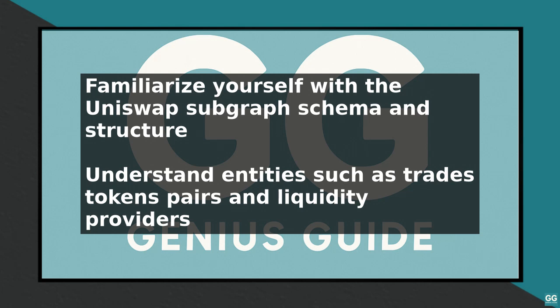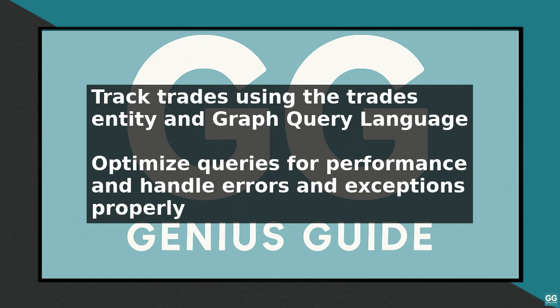Best practices for tracking trades in Uniswap Subgraph include using meaningful query names and descriptions, handling errors and exceptions properly, and optimizing queries for performance and scalability. Additionally, be aware of the limitations and potential biases of the data, such as the impact of front-running or wash trading on trade data. By following these steps and best practices, you can effectively track trades in Uniswap Subgraph and gain valuable insights into the Uniswap ecosystem.